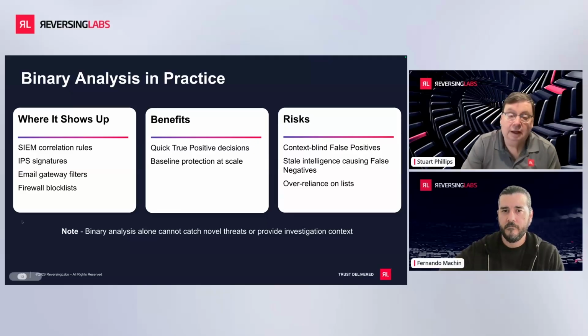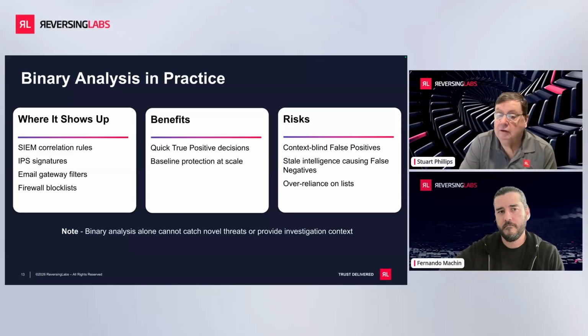The risks, again: zero-day type attacks and things that you've never seen before become harder and harder. If you're using stale intelligence, that causes a lot of false negatives, and this is one thing we talk about a lot, over-reliance on lists. If the file's on the list, good; if it's not on the list, bad. Again, the question is how quickly are you updating those lists?